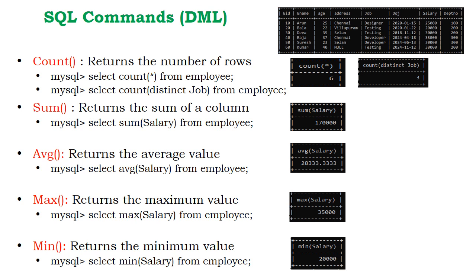The next one is maximum. It will find the maximum value from the list, then it will display. For example, select maximum salary from employee. Just looking at the table, here the maximum salary is 35,000. The next function is minimum. It will return the minimum value. For example, select minimum salary from employee. From the table, the minimum salary is 20,000.